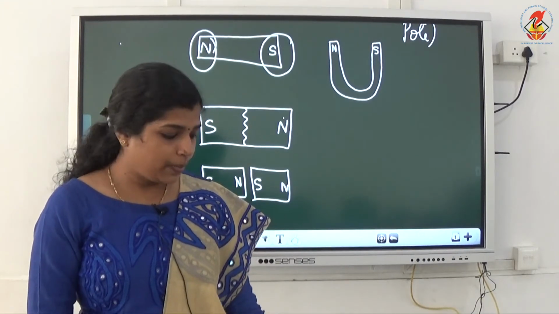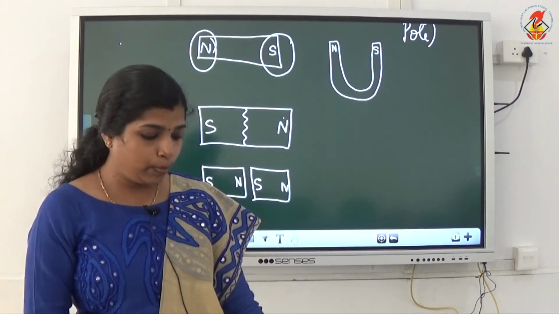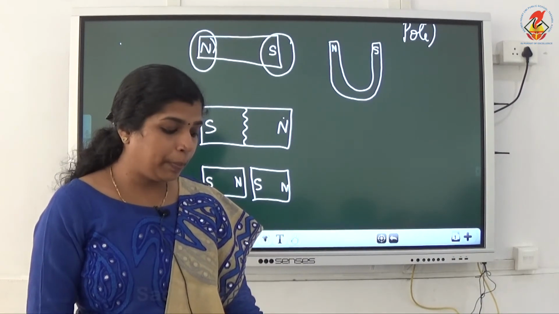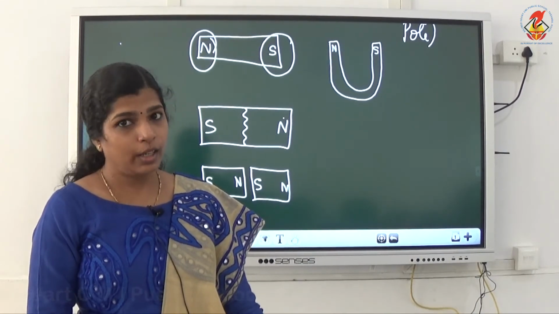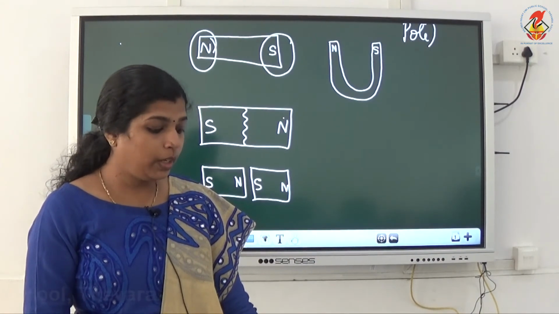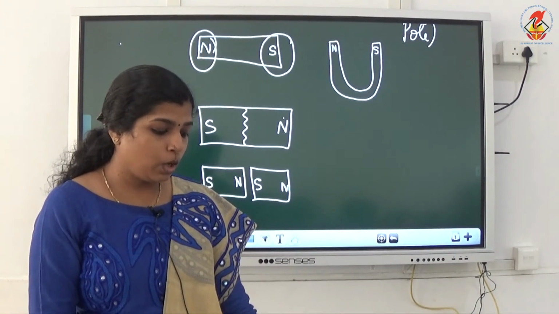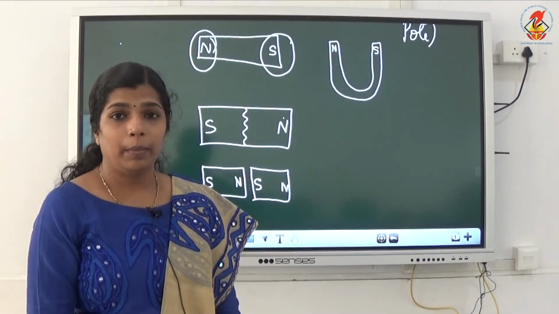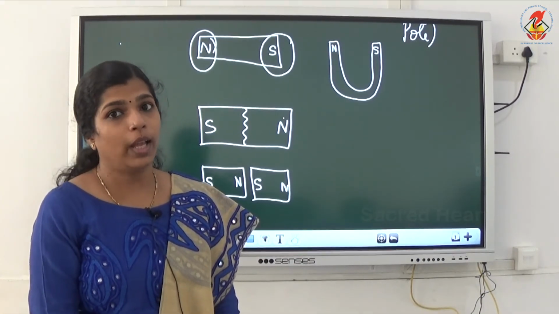If we cut a magnet into two, we cannot isolate the north pole and the south pole. Instead, we end up with two separate magnets, each with its own north pole and south pole. If we further cut these two magnets, we get four separate magnets, each with its north pole and south pole. So we cannot separate poles. The poles exist in pairs.